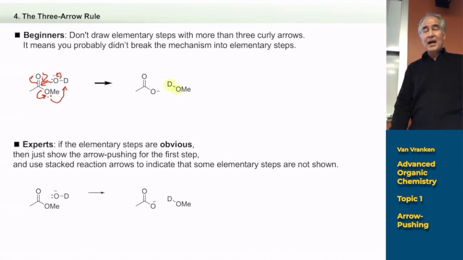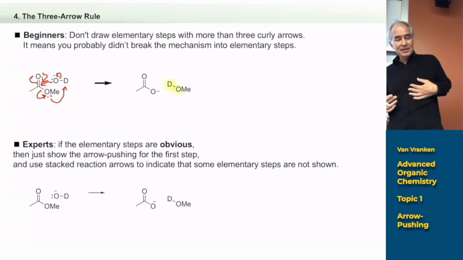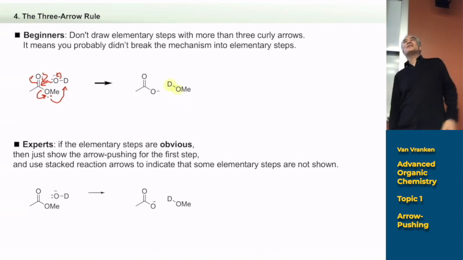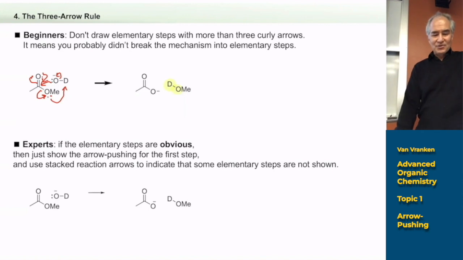So we have a 3-arrow rule that says don't draw more than 3 curved arrows in any step. It's just a safety device to prevent you from going haywire like this, because sometimes you get kind of excited. I do. It's like, oh my God, I can see it now. Let me put all the arrows there. So no, just put the arrows for one step and draw out the next step. It's not that hard to draw out the intermediate structures.